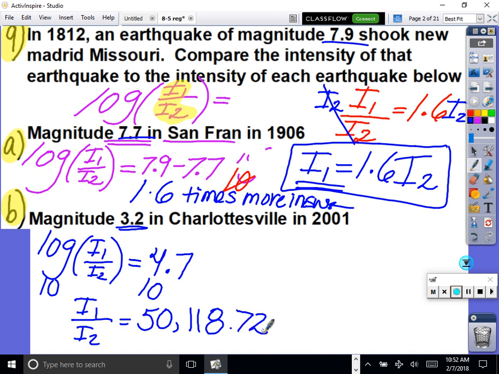So look at what this says. The intensity of the first earthquake was 50,000 times the intensity of the second earthquake. Do you see how it's 50,000 times as intense? That is truly the difference in magnitude. Isn't that crazy? Okay, cool. Let's move on.